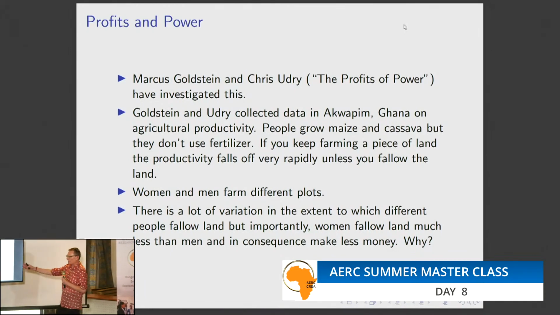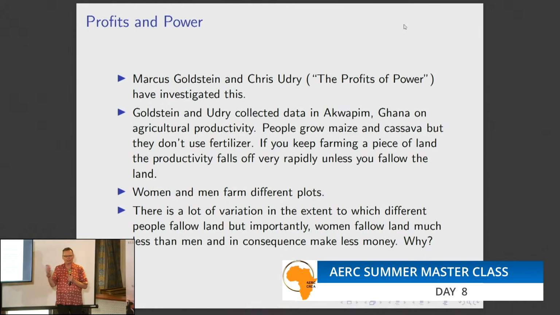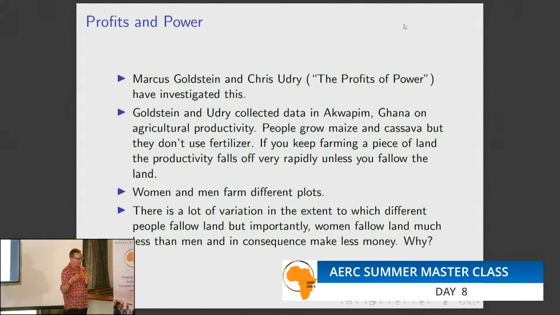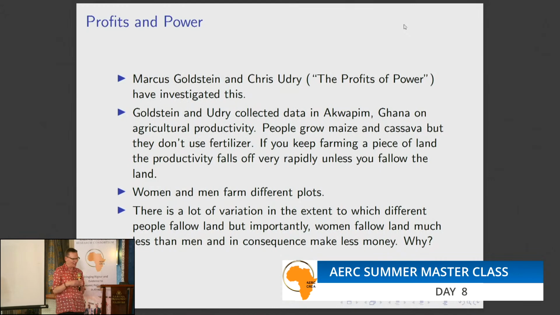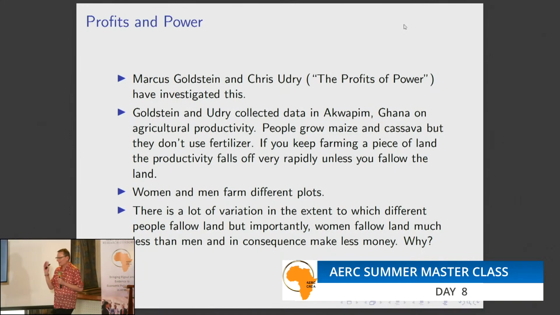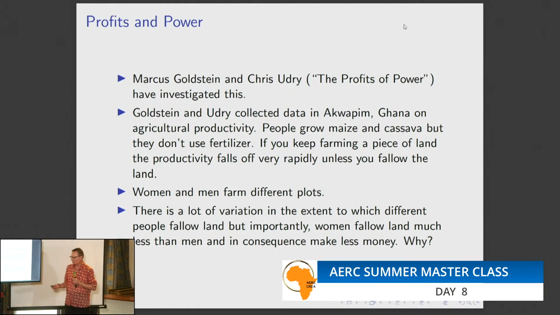Men and women farm different plots. I think Professor Bautista is going to talk about this tomorrow in eastern Nigeria. In eastern Nigeria, it's not just that men and women farm different plots. Men and women farm different crops. Women grow cocoa yams. Men grow yams. Men are not allowed to grow cocoa yams. Women are not allowed to grow yams. So that's even more distinct. But here they farm different plots. I don't know if we have a map of the plots here.